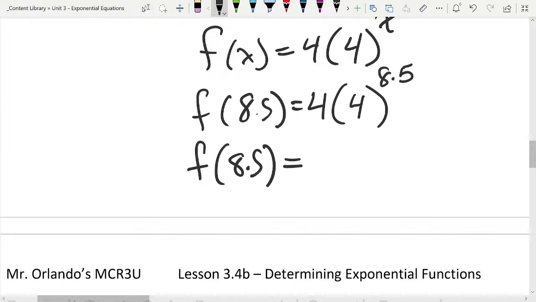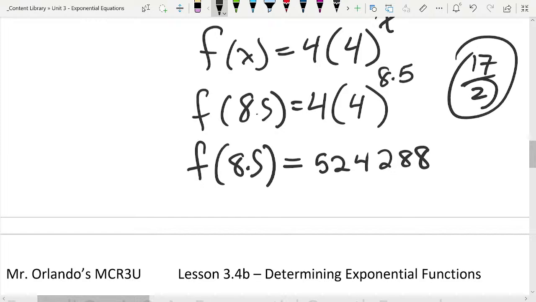Yeah, please. Sorry, 524? So 524,288? No decimal places? Nope, and the reason we don't get a decimal place with this, which is weird because we even had a decimal exponent, but remember, another way to express that exponent would be 17 over 2. The over 2 means we have to take what of 4? The square root of 4.